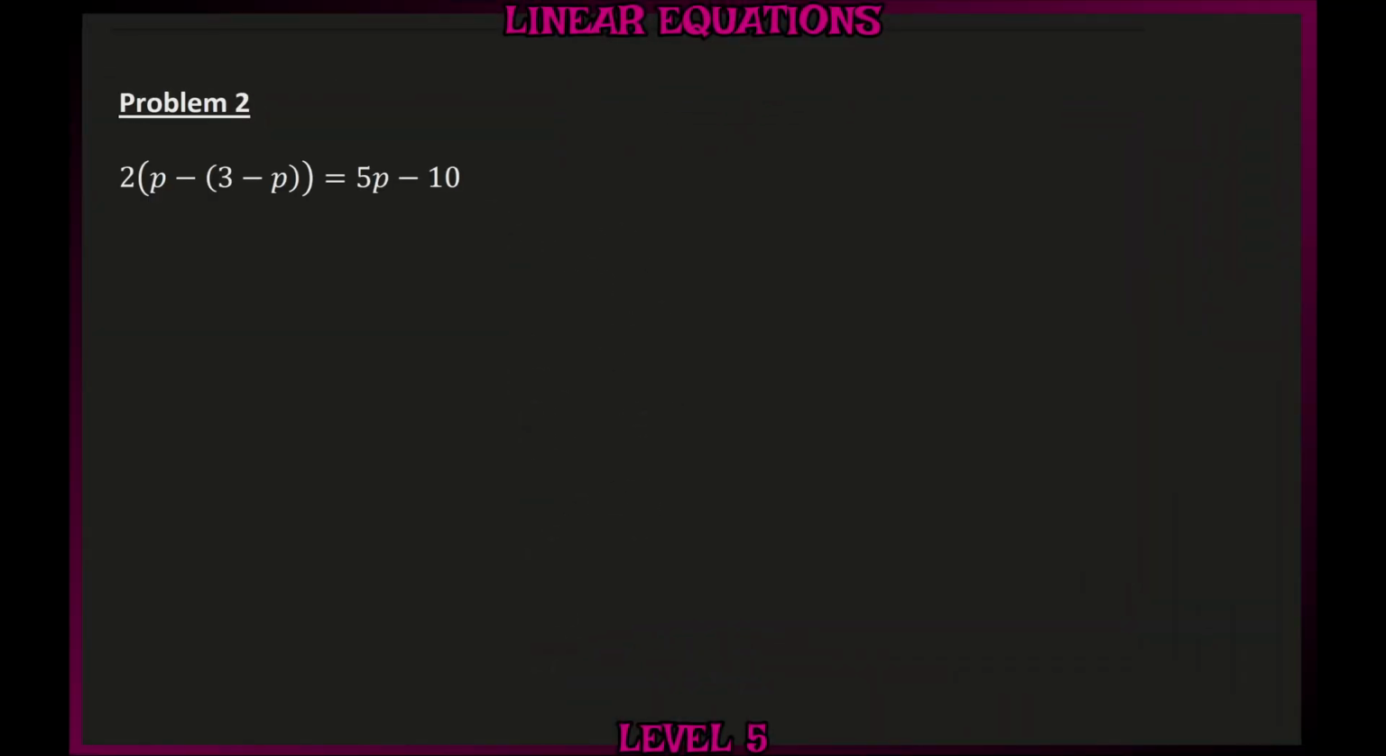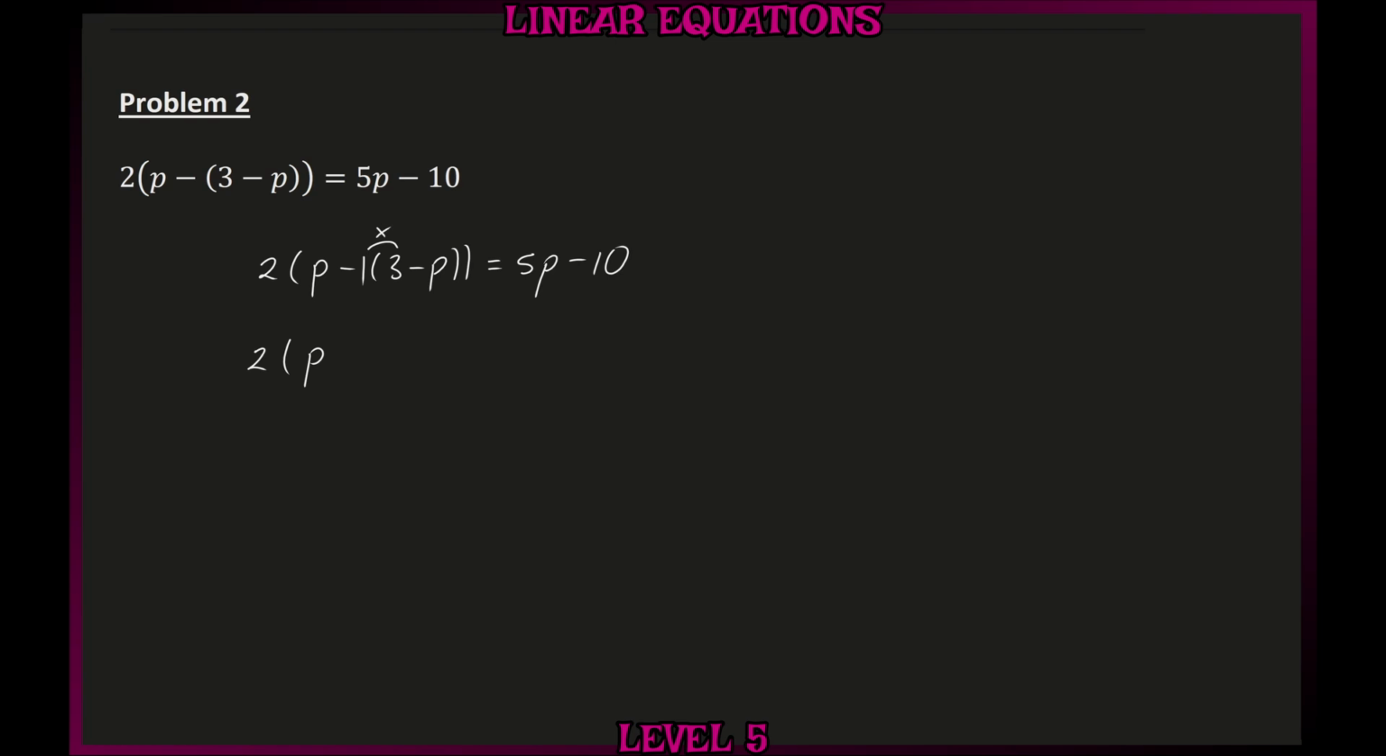In problem 2, we're solving the equation 2 multiplied by (p minus (3 minus p)) is equal to 5p minus 10. Now on the left hand side we've got brackets within brackets. So what we're going to do is start from the smallest one and work our way outwards. So we have 2 multiplied by p, and in front of that smaller bracket we have a minus 1. So we can expand that bracket.